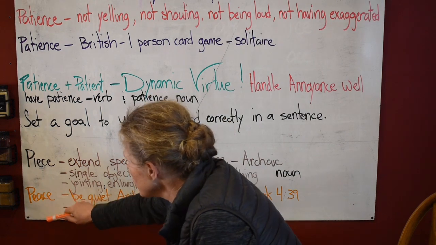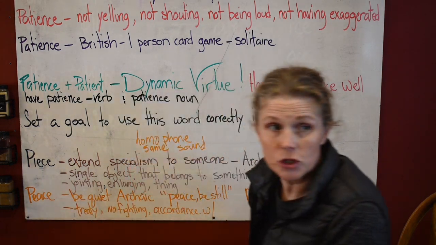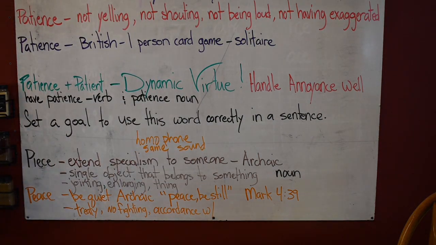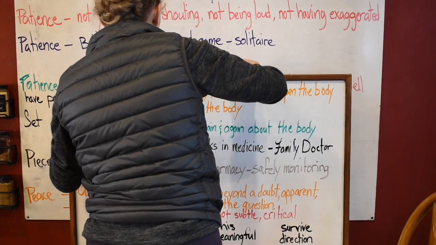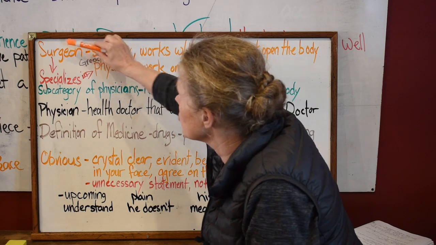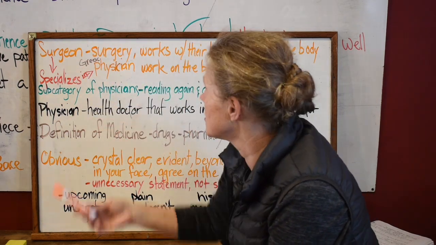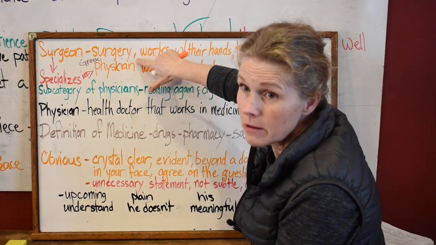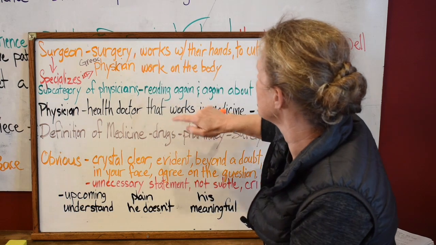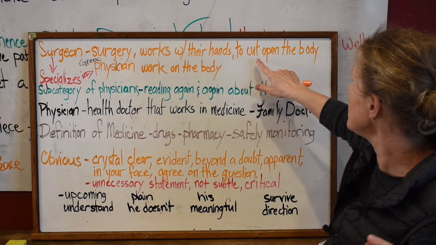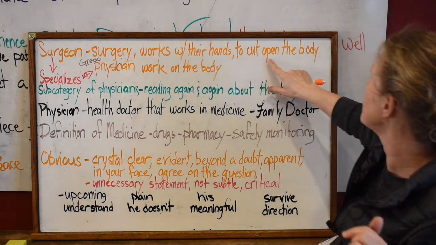So make sure that you understand the difference between the two and that you study the spelling on those. You use this in our language all of the time. Both of those words are often used words. Now here is another word that can get confusing. A surgeon. A surgeon performs surgeries. Surgeons work with their hands, and look what they do. They work with their hands to cut open the body.